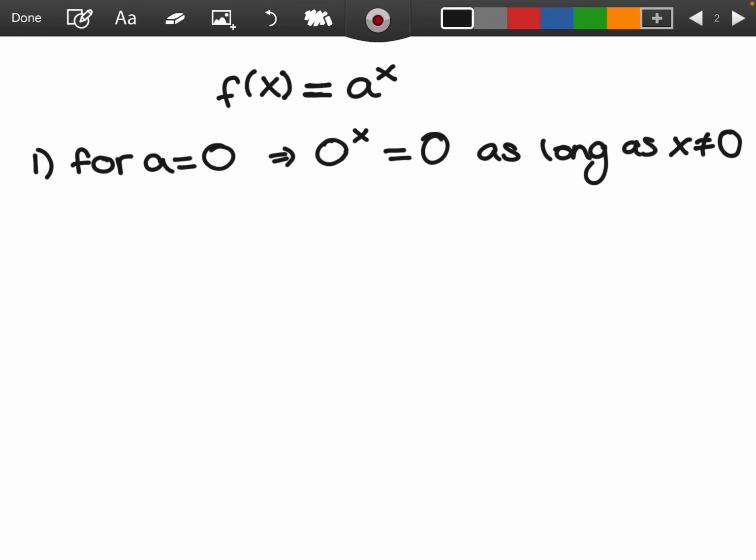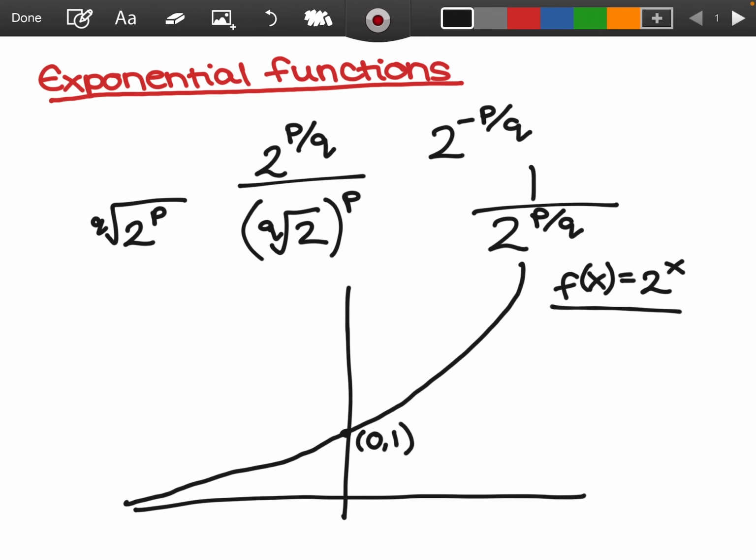Whatever value I make x, as long as it's not 0, I'm still going to get 0. 0 to the power of anything is 0. Okay? 0 to the power 0 is actually undefined. So you end up with this really weird situation where you're going to end up with just this straight line, because it's always going to equal 0.